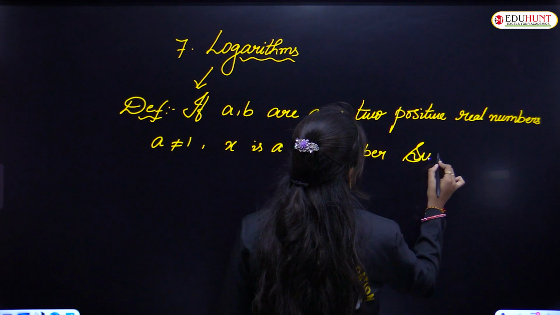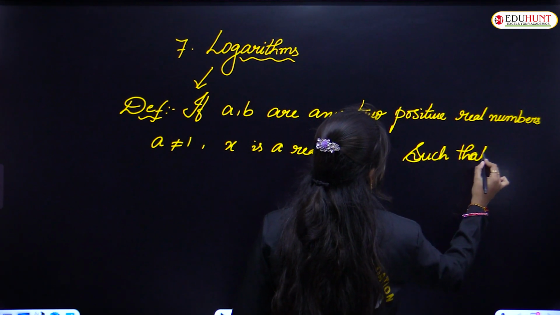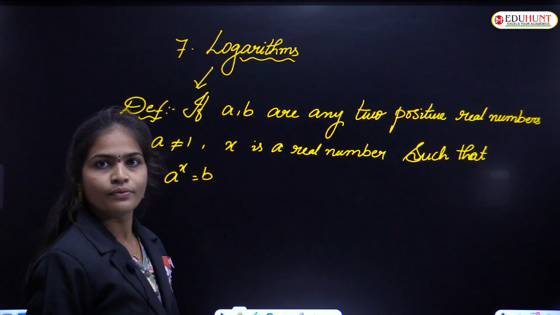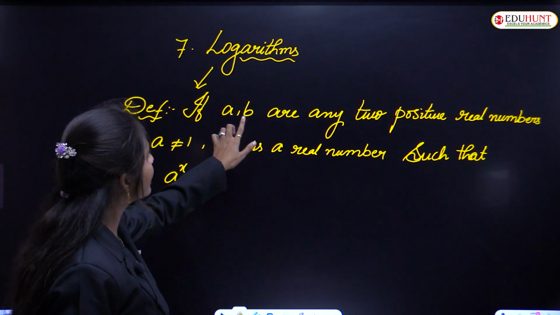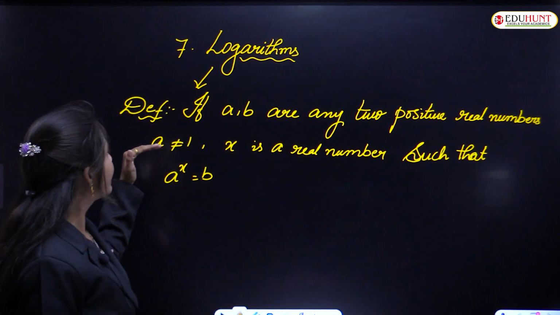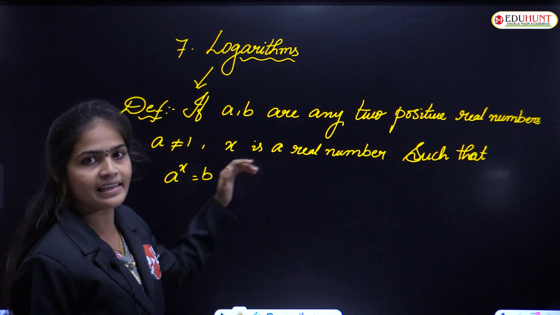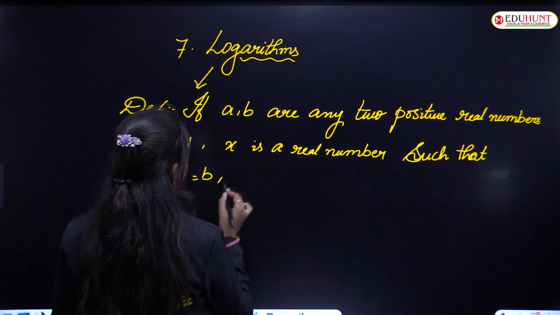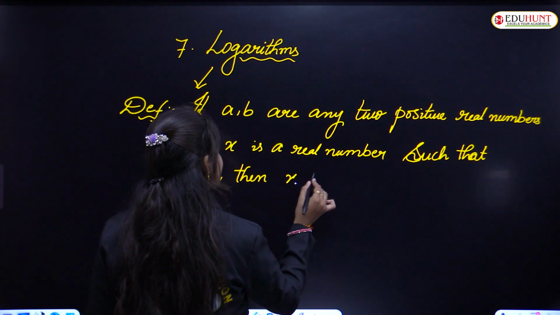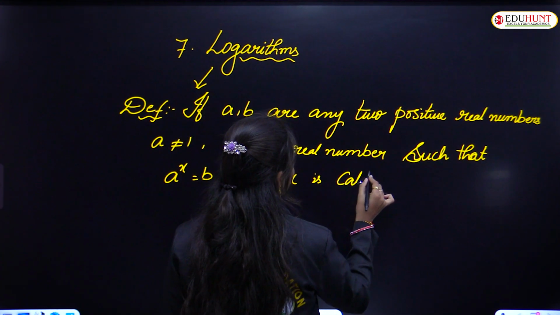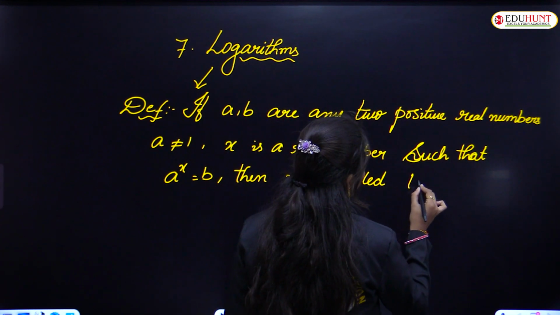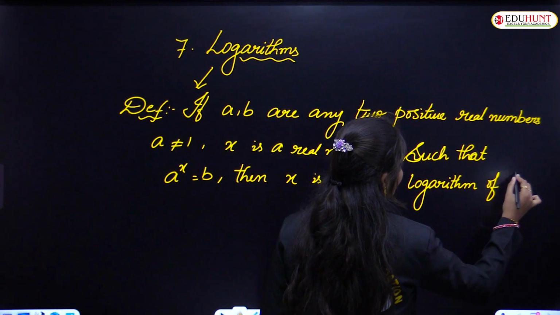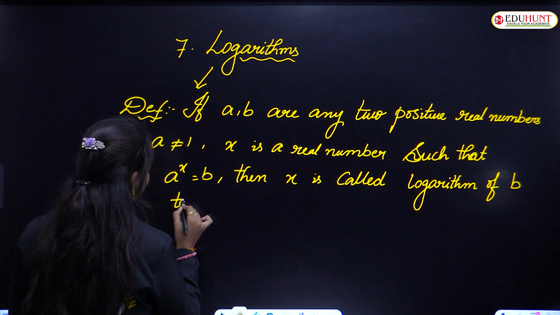such that a power x is equal to b. Once see that definition of logarithm. If a, b are any positive real numbers, a not equal to 1, x is a real number such that a power x is equal to b, then x is called the logarithm of b to the base a.